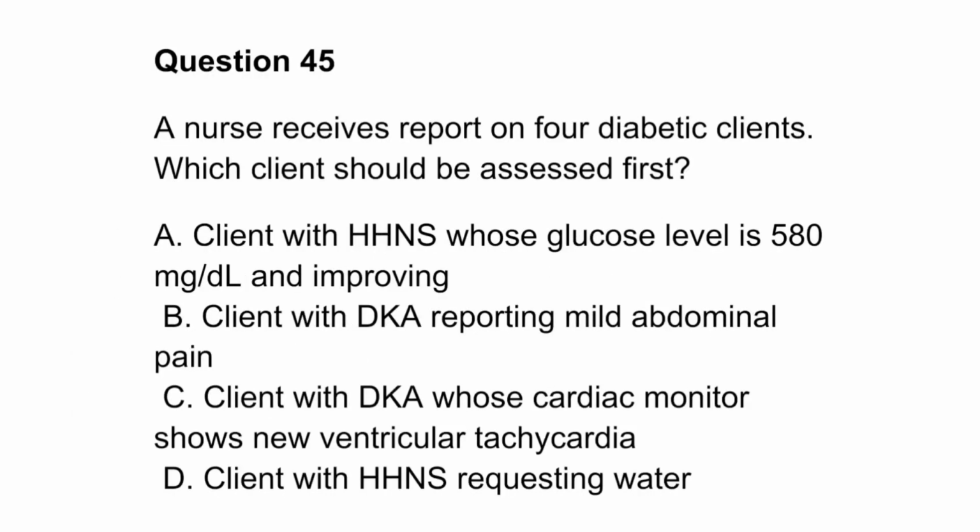Question 45. A nurse receives report on 4 diabetic clients. Which client should be assessed first? A. Client with HHNS whose glucose level is 580 mg per deciliter and improving. B. Client with DKA reporting mild abdominal pain. C. Client with DKA whose cardiac monitor shows new ventricular tachycardia. D. Client with HHNS requesting water.